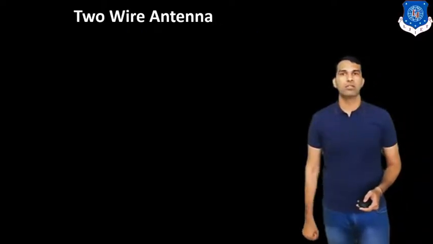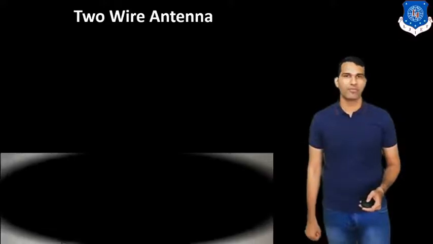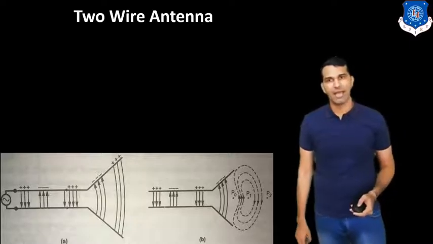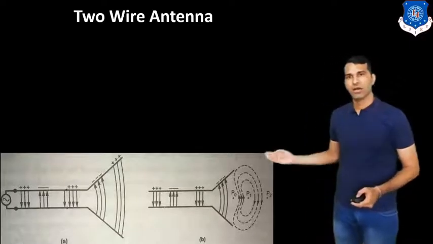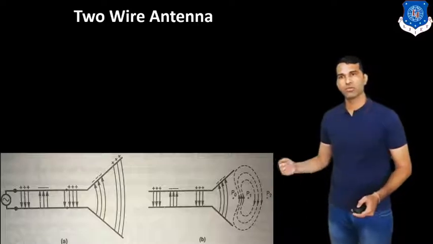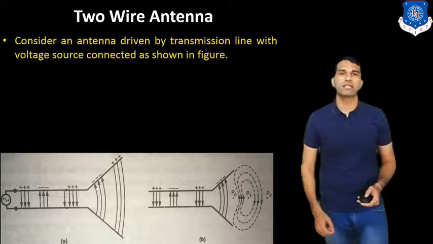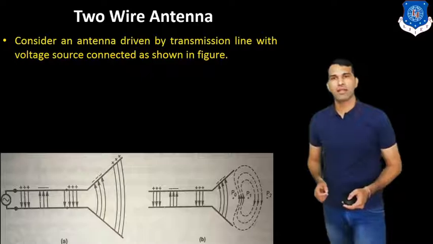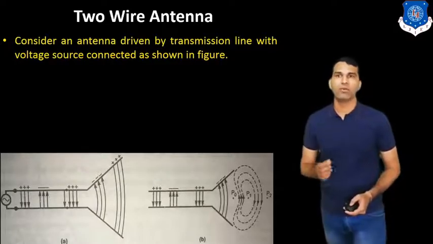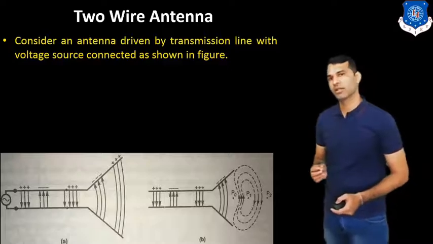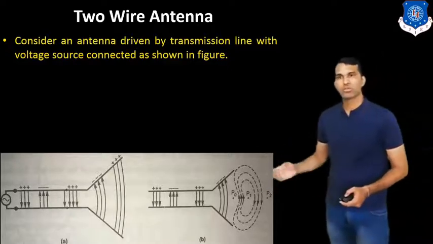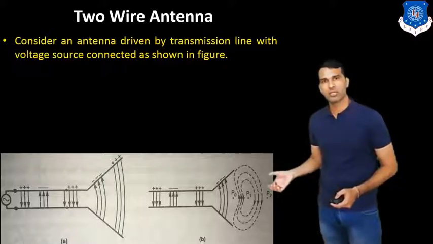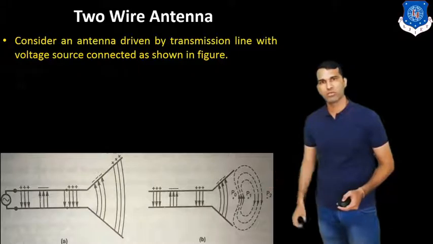Now we understand the two wire antenna. Here we design the antenna using two wires. Now we understand the radiation mechanism inside this two wire antenna. Consider an antenna driven by a transmission line with a voltage source connected as shown in the figure. On the left side of the figure we apply the voltage source, and we use two wires, so two transmission lines, with the voltage source applied.